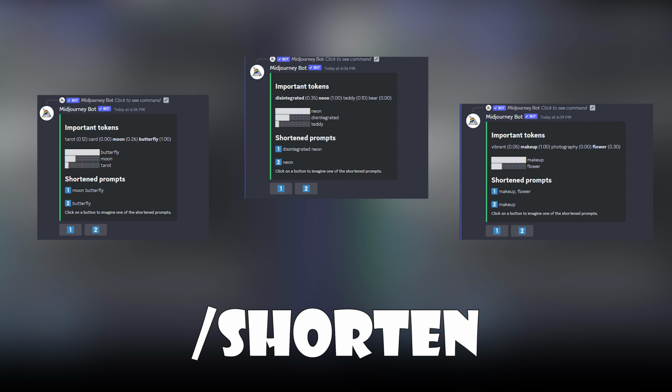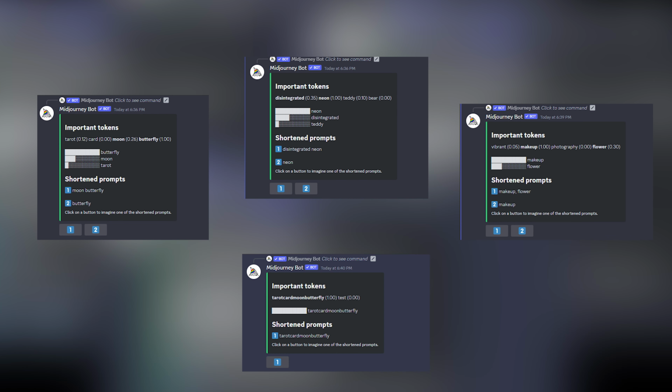So each of the prompts looks like this when you look at the details. I did run into a problem when I tried to test the shorten command without spaces in my prompt, but as a workaround I added the word test there. But the result was surprising actually, because the shorten command assigned the tarot card moon butterfly the highest importance.